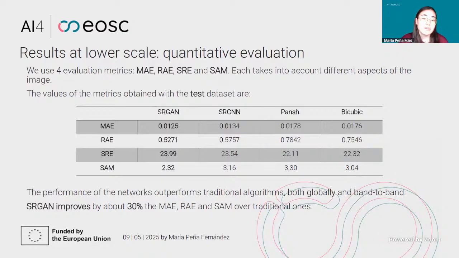Here we have the global analysis, but we have also made some one-to-one analysis, and those results are also seen there. In fact, we also saw that the GAN is the one that obtains the best results, and it particularly improves by about 30% over the traditional ones, the MLP and SVM.